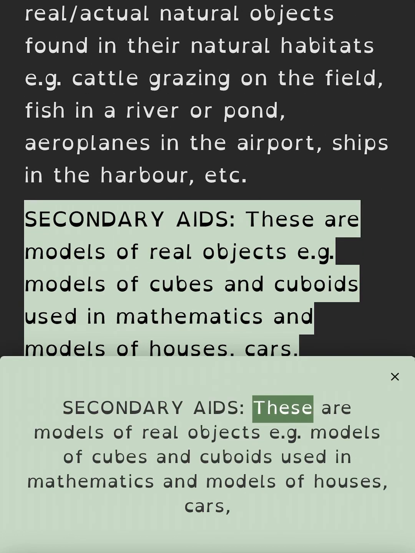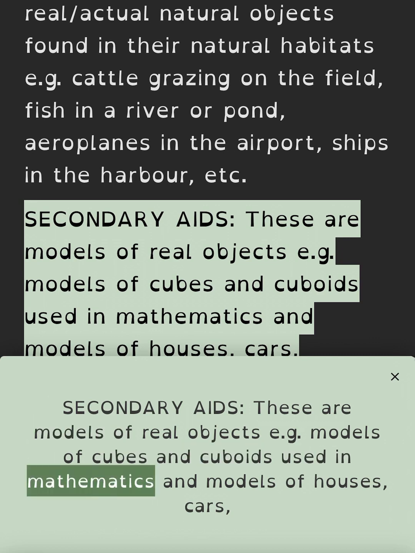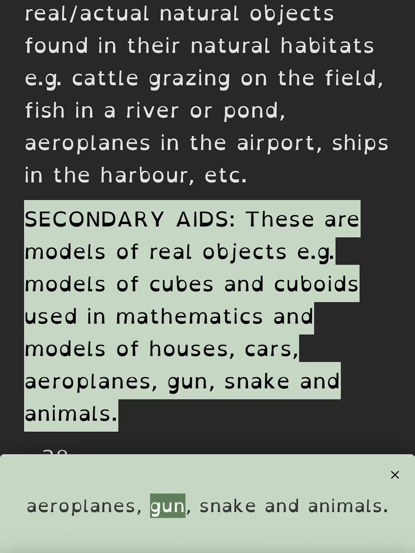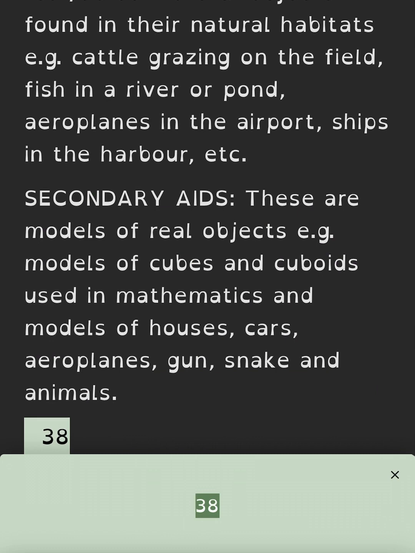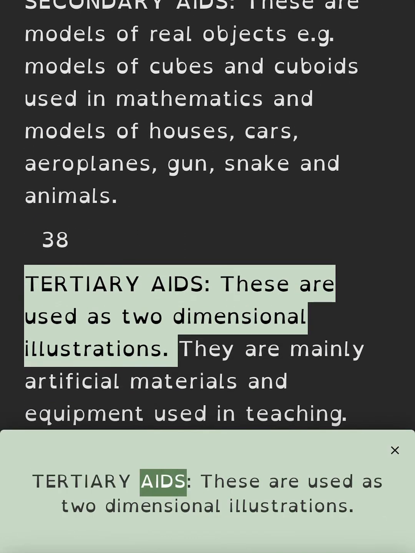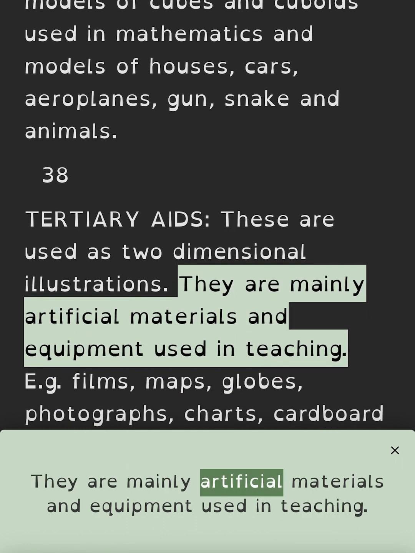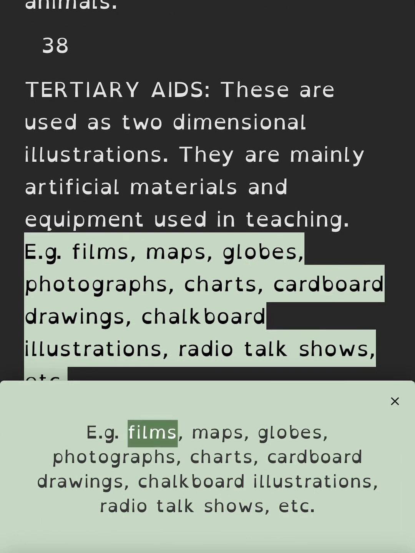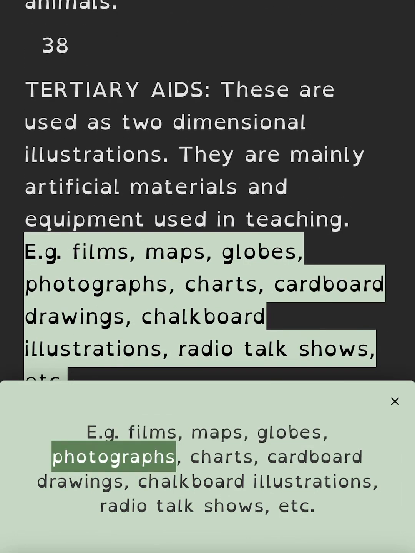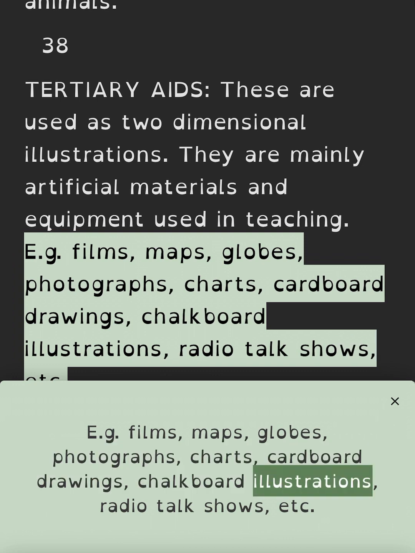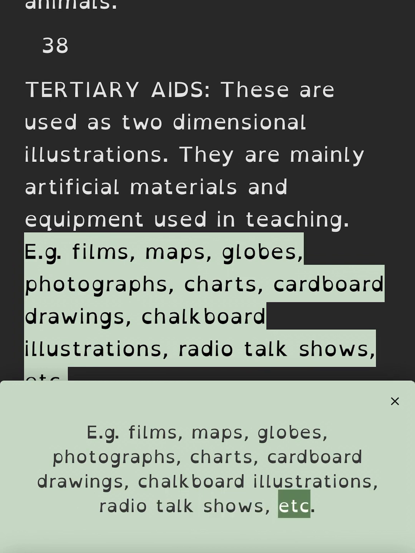Secondary aids. These are models of real objects, for example models of cubes and cuboids used in mathematics, and models of houses, cars, aeroplanes, gun, snake and animals. Tertiary aids. These are used as 2-dimensional illustrations. They are mainly artificial materials and equipment used in teaching. For example films, maps, globes, photographs, charts, cardboard drawings, chalkboard illustrations, radio talk shows, etc.